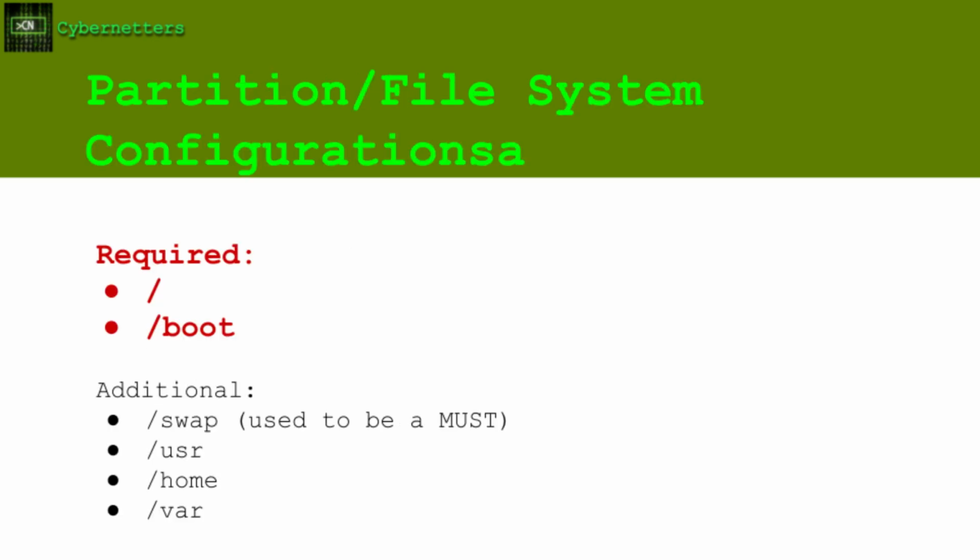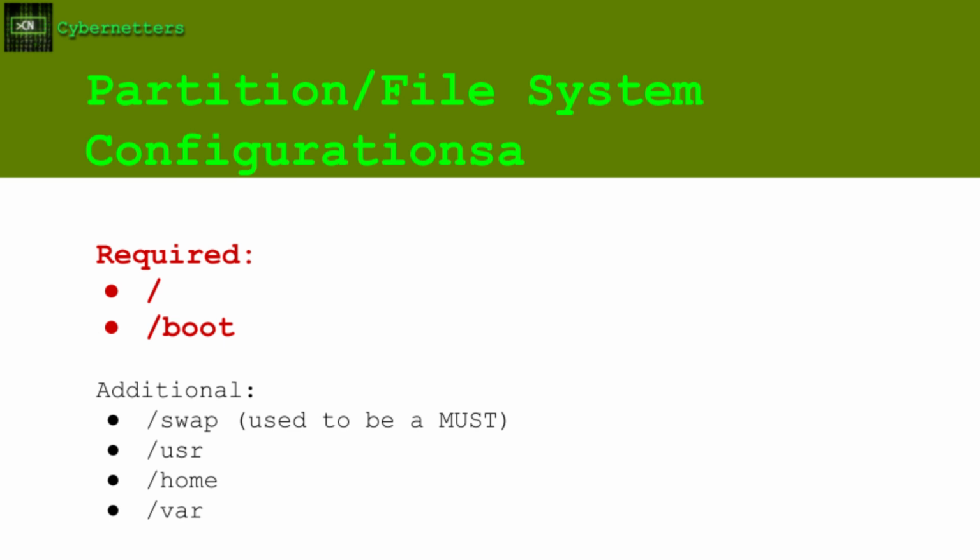So, when setting up a Linux system, you need to define partitions for organizing storage. At a minimum, two partitions are required: the slash, or root, which is the main partition where the operating system and all files reside, and then /boot, which stores all boot-related files and the kernel. Additional partitions can be created based on system needs, like /swap, which is used for virtual memory and is now optional due to large RAM availability, though it was one of the required ones previously.